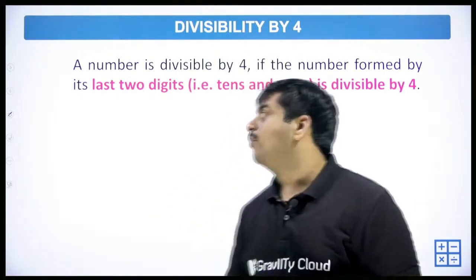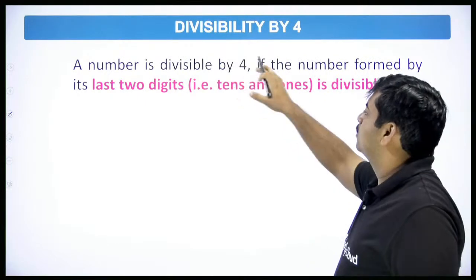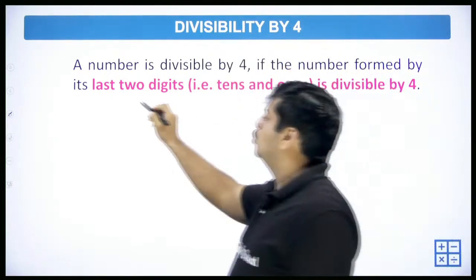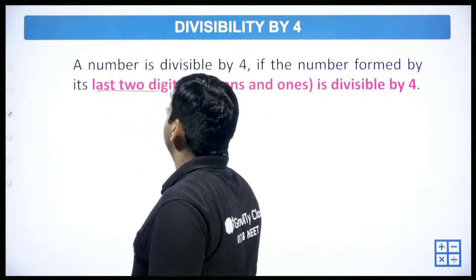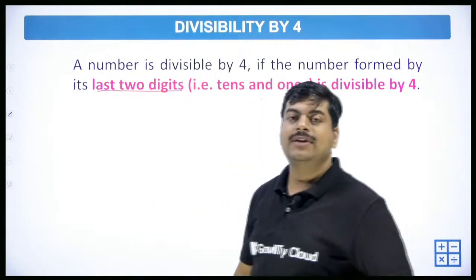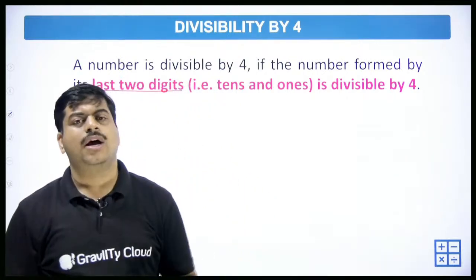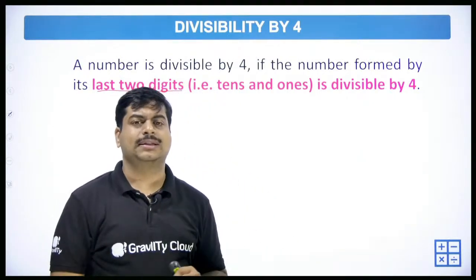How to find the rule for 4? A number is divisible by 4 if the number formed by the last 2 digits is divisible by 4. But for 3, what do we do? Just add digits: 5 plus 1 is 6, 6 plus 7 is 13. Only 13 is not divisible by 3. No need to go for all the other things.